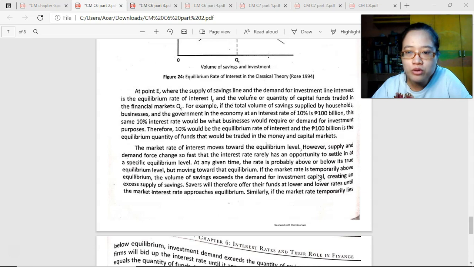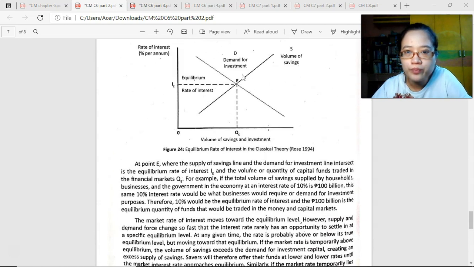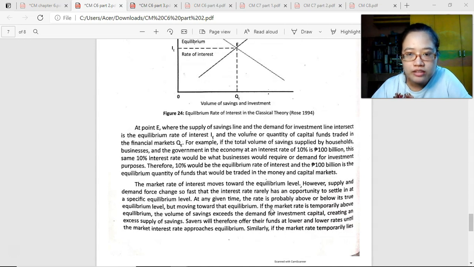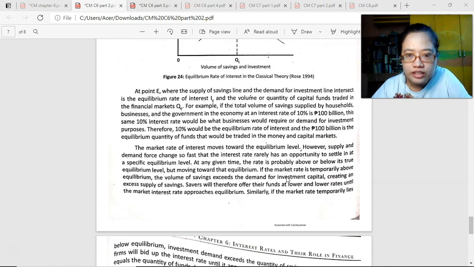If the market rate is temporarily above equilibrium, the volume of savings exceeds the demand for investment capital. Okay? Nasa taas kasi ng equilibrium. So, bandang dito yon. So, mas mataas yung volume of savings compared to the demand. Creating an excess supply of savings. Savers will therefore offer their funds at lower and lower rates until the market interest rate approaches equilibrium.